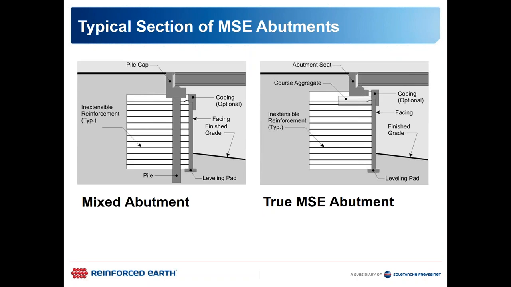One of the most popular applications for MSE wall in Illinois is basically for abutment structures. There are two types of abutments, the false abutment and the true abutment. In the case of the false abutment, the bridge is supported on the piling and the MSE wall is constructed around it. The other option is a true abutment where the abutment seat will be resting on the MSE fill.